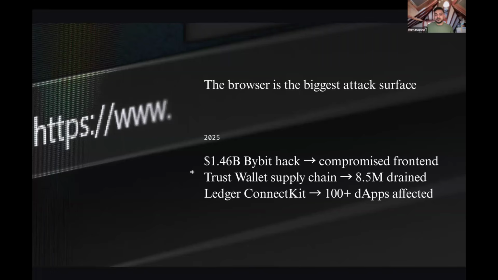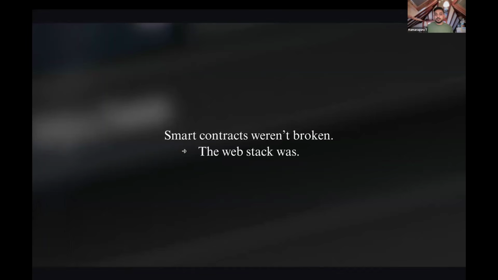And there are other instances like the Trust Wallet supply chain hack, which ended up getting a few million drained. And then there's also Ledger Connect Kit, which got more dApps affected. Every single decentralized application that integrated the Connect Kit SDK was affected because of this particular reason. And all of these happened just because the browser was the attack surface. Smart contracts were not really broken, they work, but the web stack itself is broken in today's world.